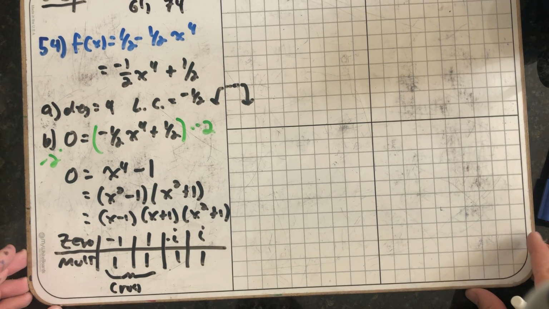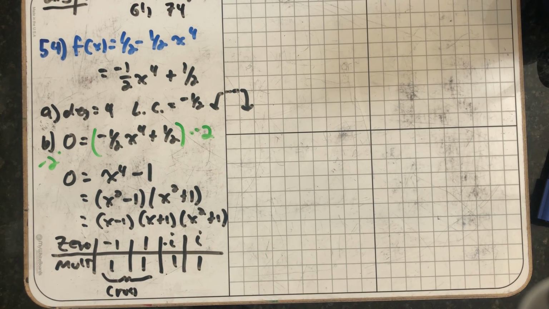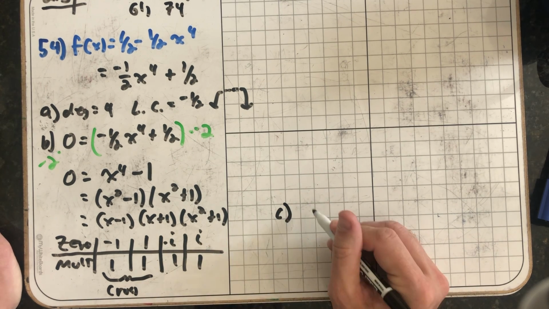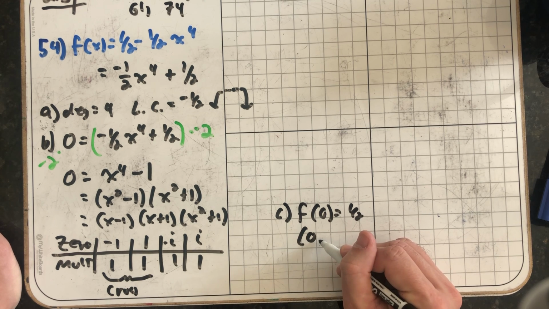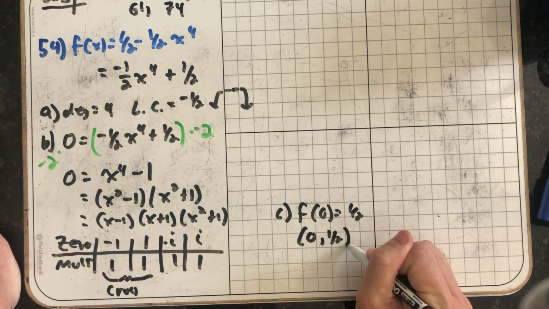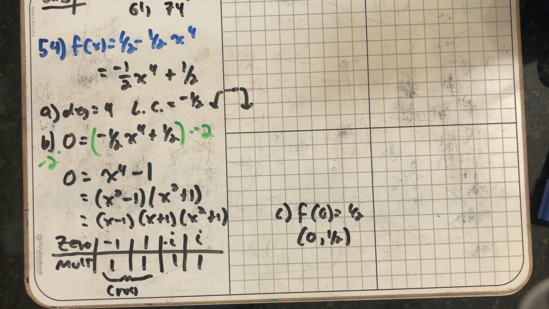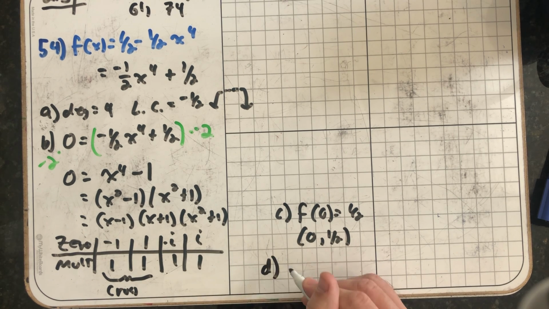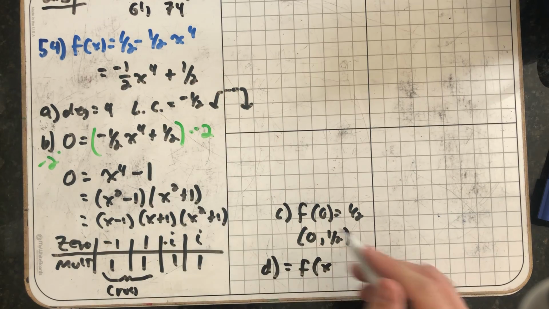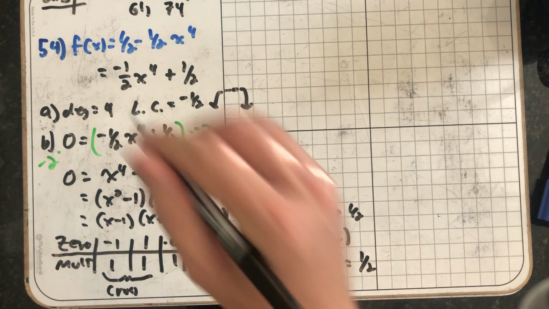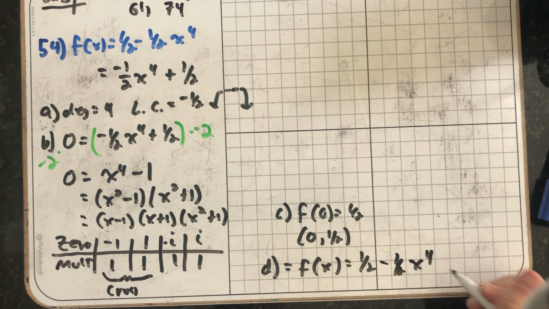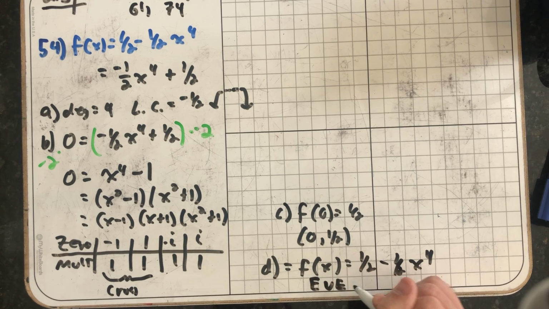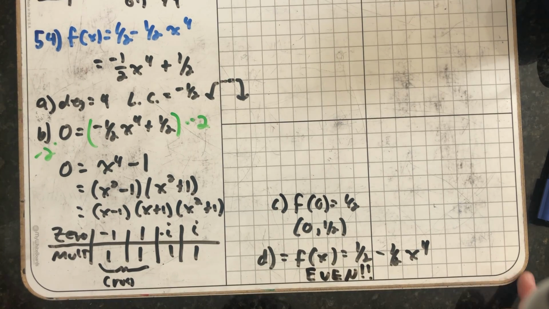All right, in part C, we need to find the y-intercept. Well, f of 0 is 1/2, so the y-intercept is going to be (0, 1/2). And then finally, in part D, we're asked if this is an even or odd function. I'm going to go back to the originally stated one, though it doesn't matter. You could use this one just as well. But if I replace x with minus x, when I raise a minus x to the fourth, I get the same equation I started with. This function is even. It has that nice symmetry over the y-axis.